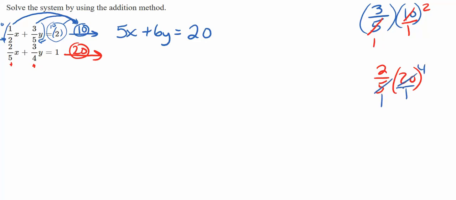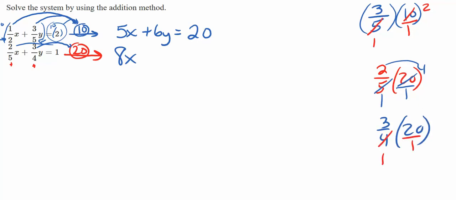So that makes a 1, that makes a 4. 2 times 4 is 8, so 8x. Then 3/4 times 20. Put a 1 underneath there. The 4 goes into 20 five times, that becomes 5, and 3 times 5 is 15. And on this one, 1 times 20 is also 20. Okay, now we got rid of fractions here. Now we can finally go on with the rest of the work.